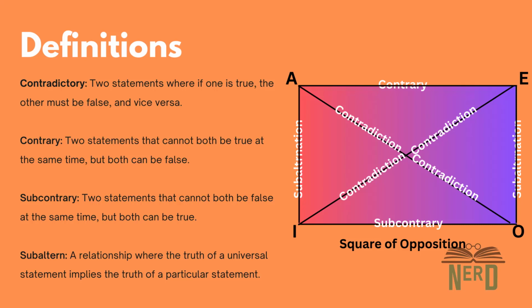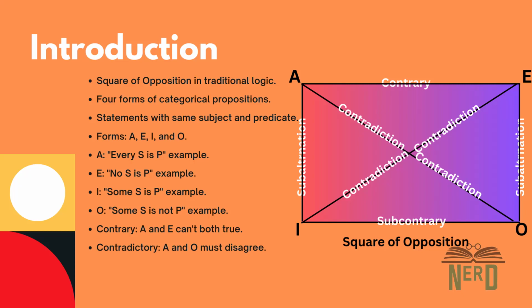Subaltern: every S is P, A, implies some S is P, I, and no S is P, E, implies some S is not P, O. The truth of the universal statement implies the truth of the particular statement. These relationships help us understand how the truth or falsity of one statement affects the others.